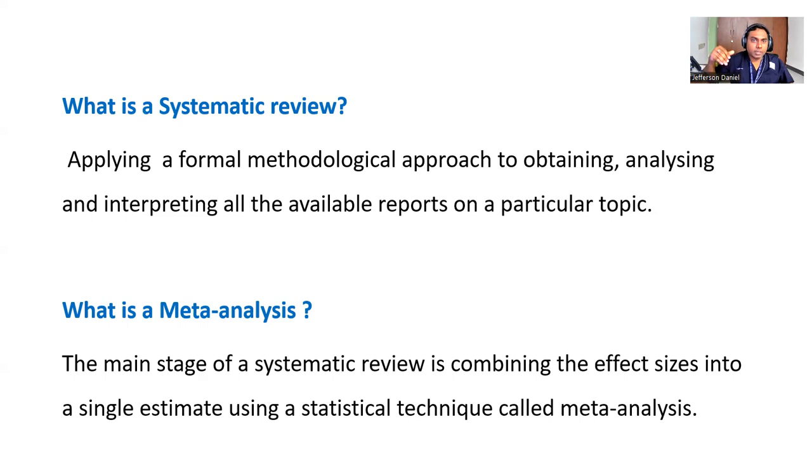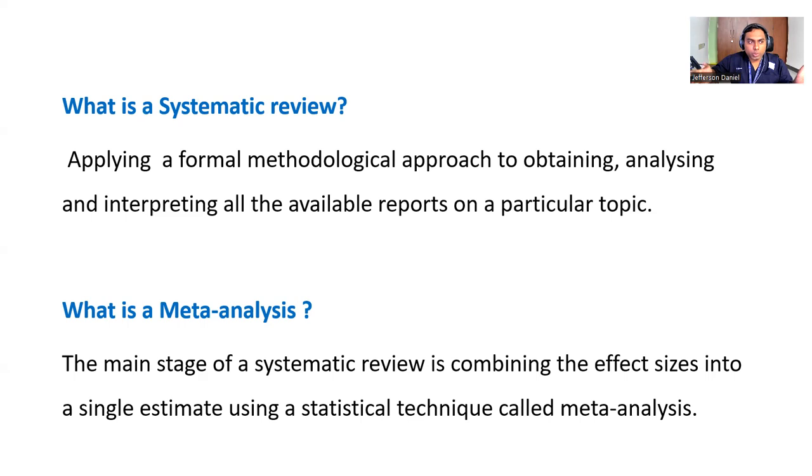What is meta-analysis? That is usually the second half, or that which follows a systematic review. The main part of systematic review is combining the effect sizes into a single estimate. Let's say you are finding the odds ratio or the risk ratio or diagnostic test accuracy measures such as sensitivity and specificity. Let's say the same example of diagnosis of tuberculosis with gene expert.